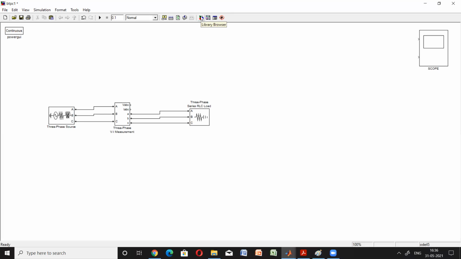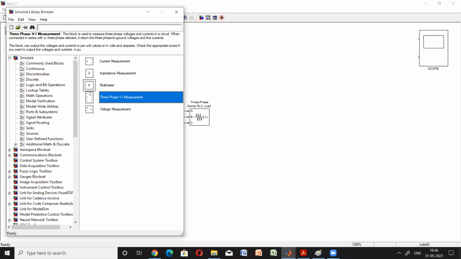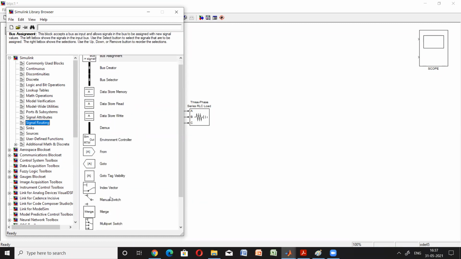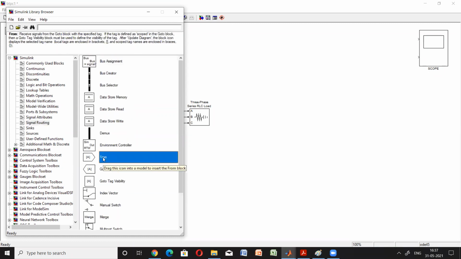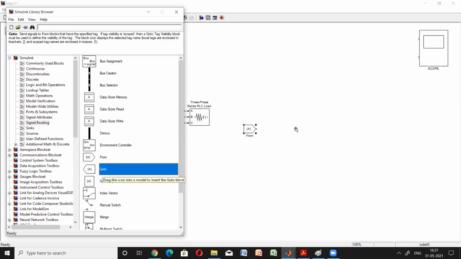Now for routing operation, you have to click on the library browser, go to Simulink that you get first, and click on signal routing. In signal routing we have different types of routers, but today I will make you understand what a From block and what a Goto block is.